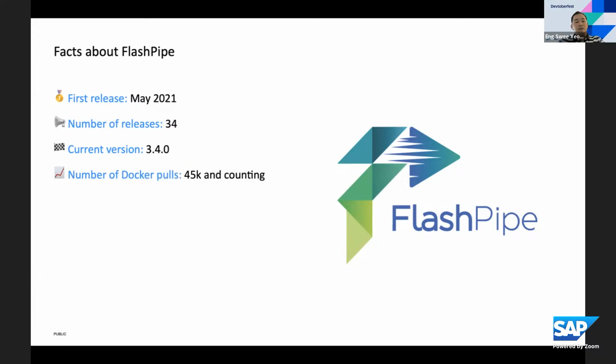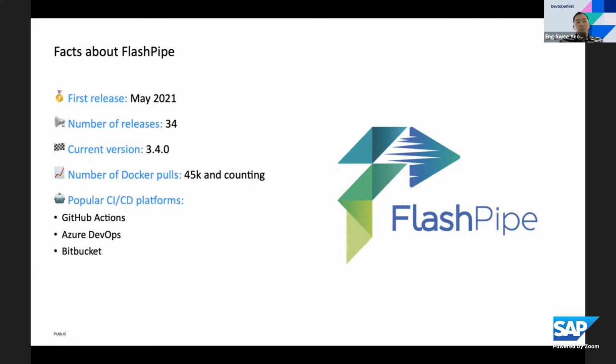As I mentioned, FlashPipe is on Docker. It's a public Docker image. So execution of it involves pulling an image from Docker Hub. In the pipeline, you'll pull it and then you'll run it. There have been 45,000 Docker Hub pulls of FlashPipe since its first release over 3 years ago.